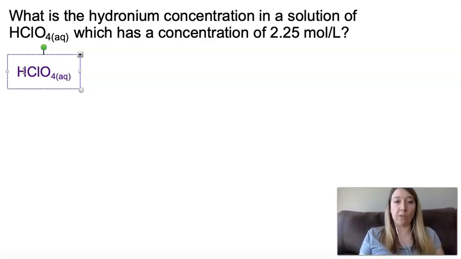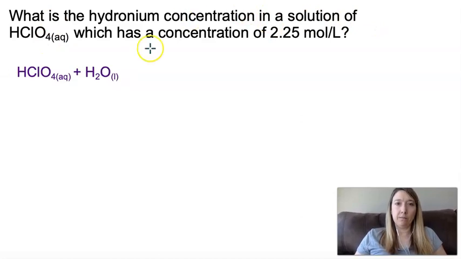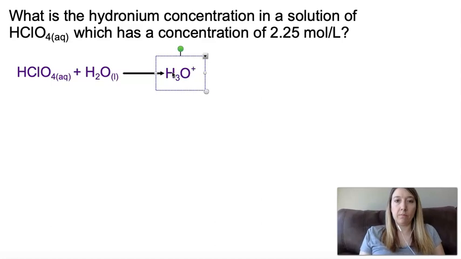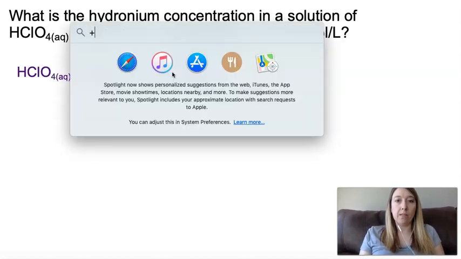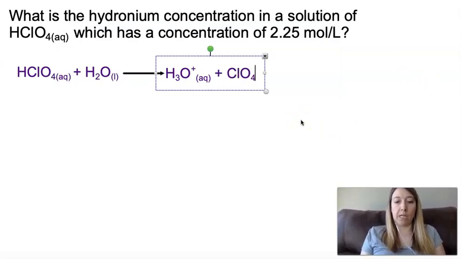So we're going to start with that HClO4. Okay, this is an acid, so it's going to be an ionization equation. So we're going to do plus the water, and then we're going to throw our arrow in. Okay, and this is going to form hydronium and that ClO4 minus ion.